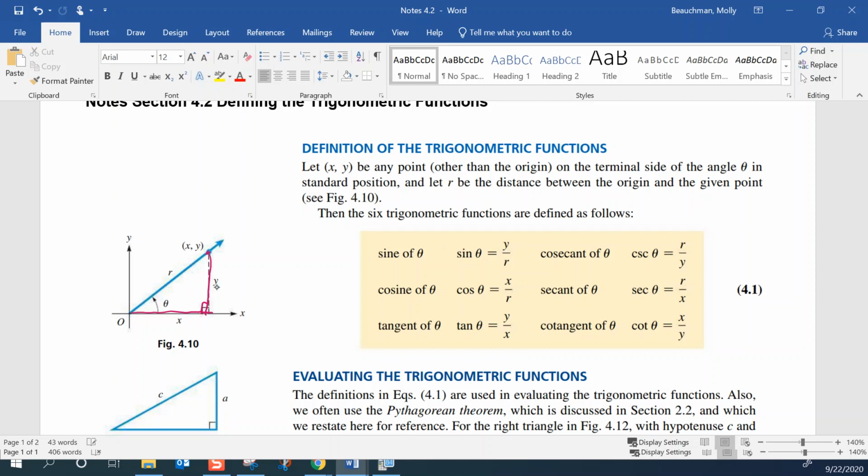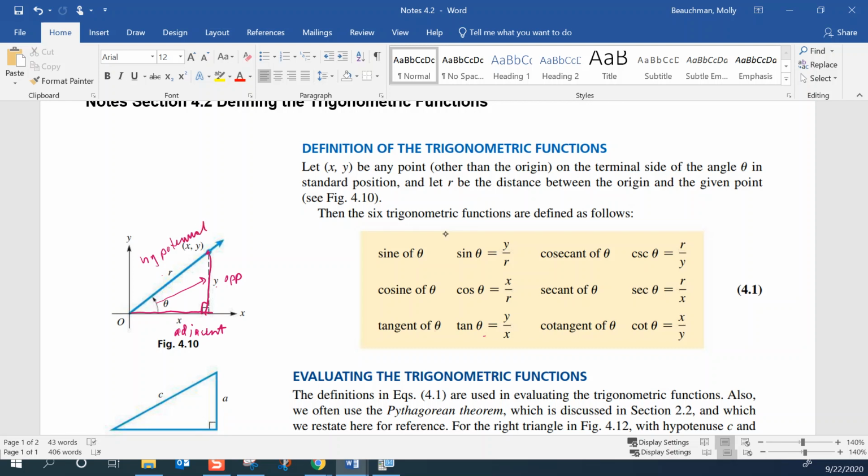If we take a look at y, the ratio with r is called the sine of an angle. The cosine of an angle is the ratio of x to r, and the tangent is the ratio of y to x. Usually when we try to remember this, we look at it in relationship to the angle. The side opposite the angle is y. The side adjacent to the angle is x, and r is the hypotenuse of our right triangle.